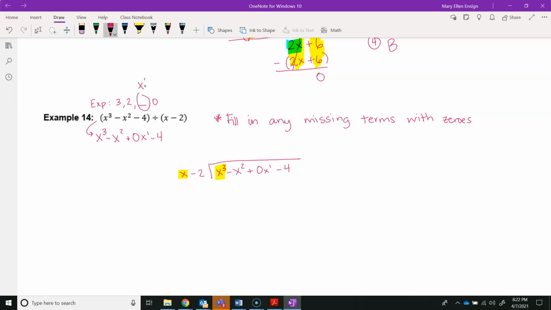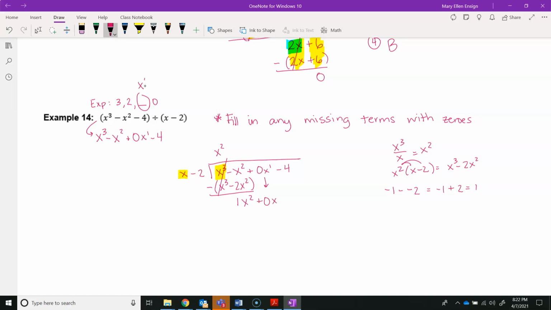All right, so x cubed, I'm dividing by x. I'm going to get x squared, so that's what goes up here. And then I multiply. X squared times x minus 2 is going to give me x to the third minus 2x squared. And now I subtract with my parentheses. X cubed minus x cubed cancels out. So I see a lot of negatives here, so I'm going to write this out. Remember, there's a 1 in front of the x squared. So negative 1 minus negative 2 is like negative 1 plus 2, which is 1. So I get 1x squared here. I don't have to write the 1. And then I bring things down.